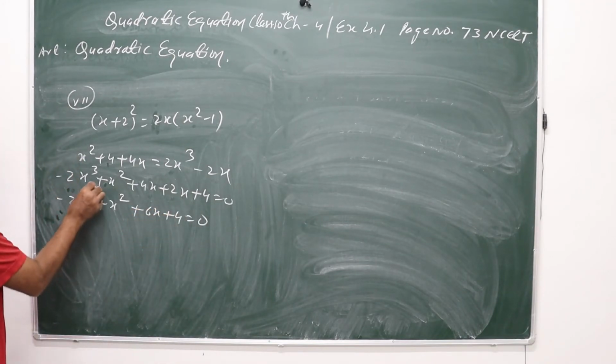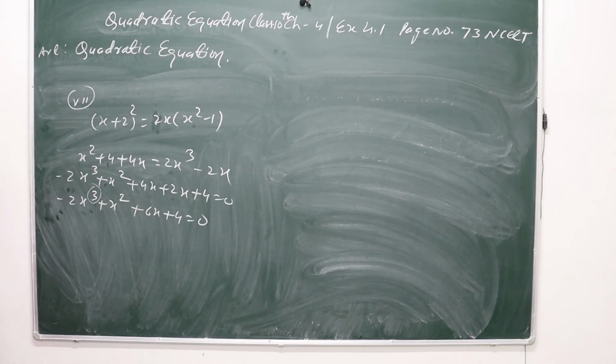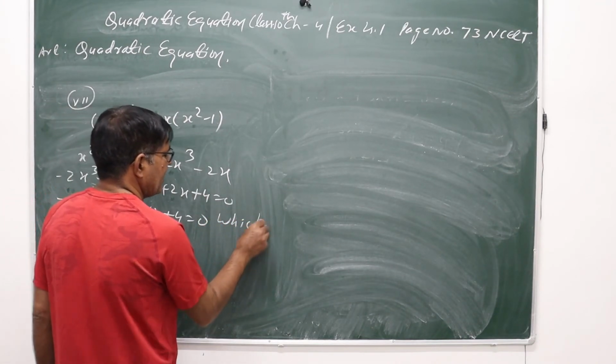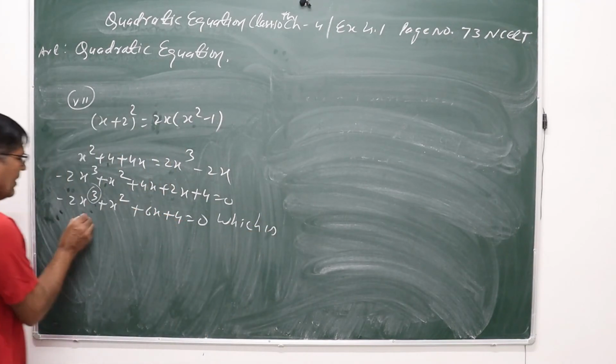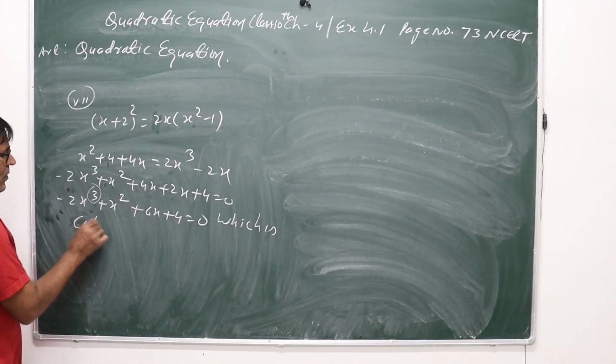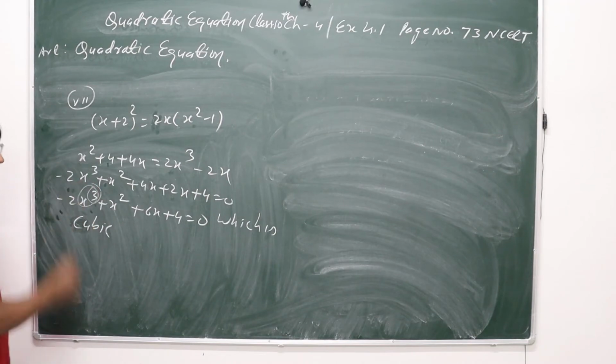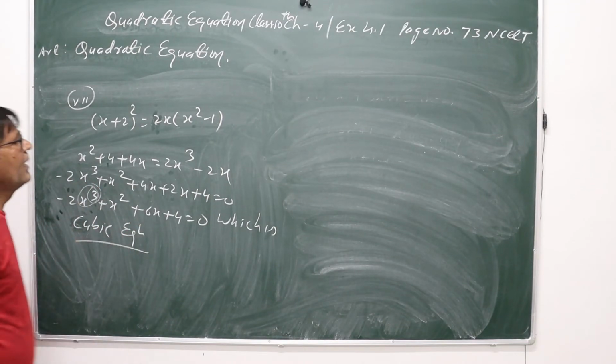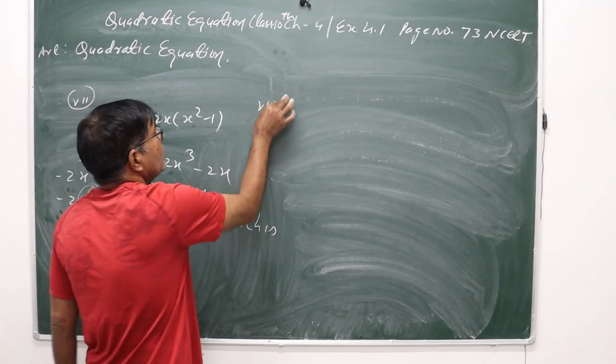which is a cubic equation. Cubic, because the highest power of x is 3. Cubic equation. Okay.